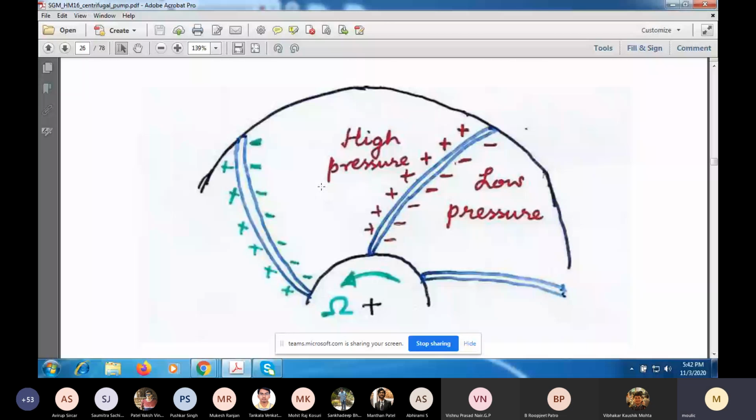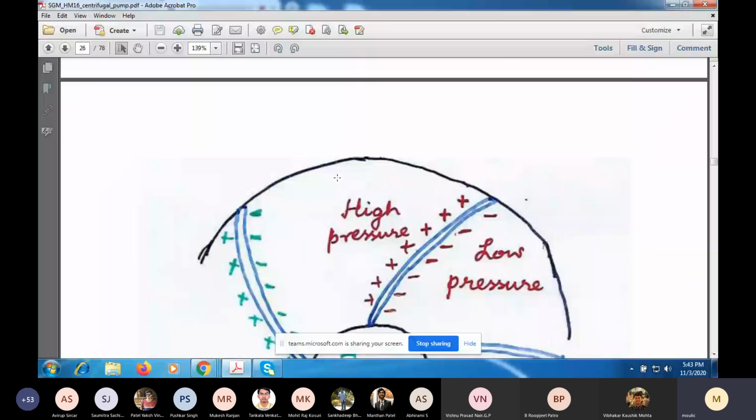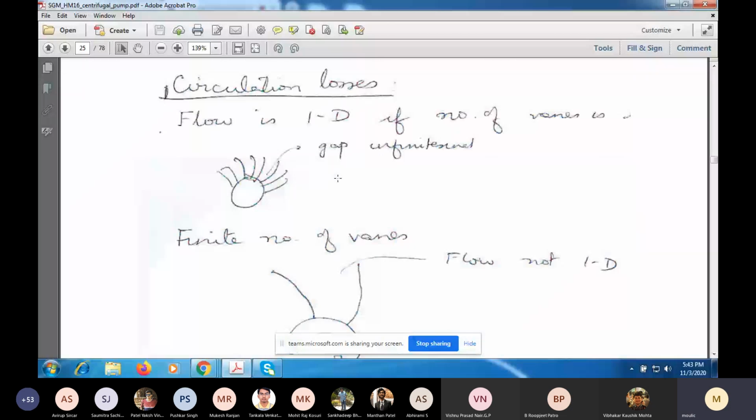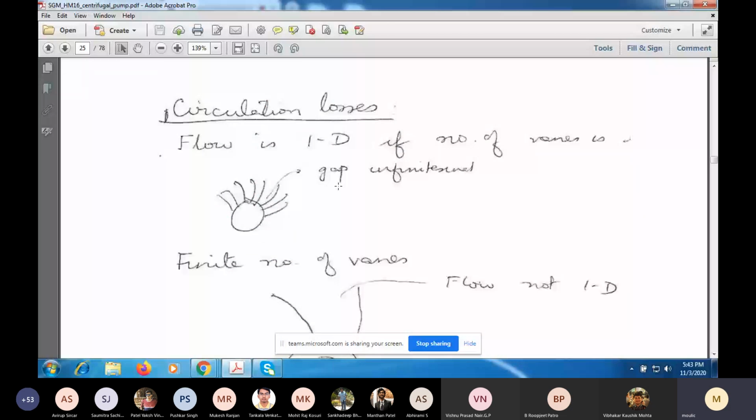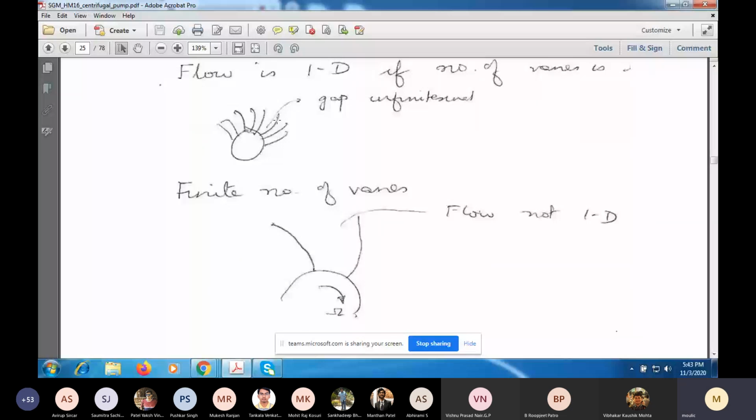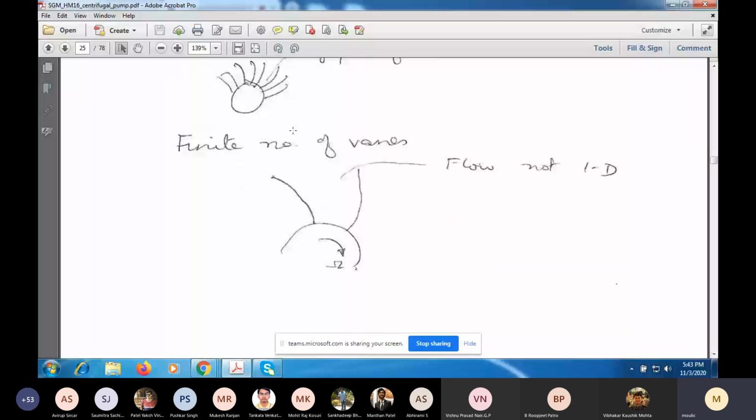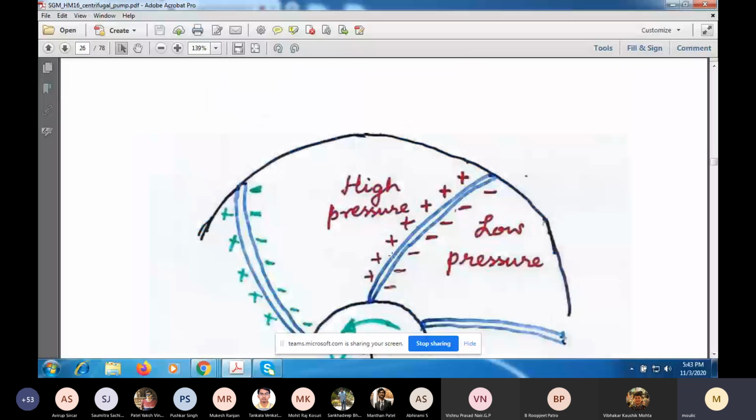Even an inviscid analysis with a finite number of vanes will be much more complicated, and it will show you a multi-dimensional flow. But what we have assumed is one-dimensional flow, which can be justified if the number of vanes is infinite and the gap is very, very small. In that case, at each point inside here, the direction of the relative velocity will be tangent to the blades. On this surface, the relative velocity will be tangent to the blade. On this surface, it will be tangent to the blade, but in between, we don't know in which direction the relative velocity vector will point.